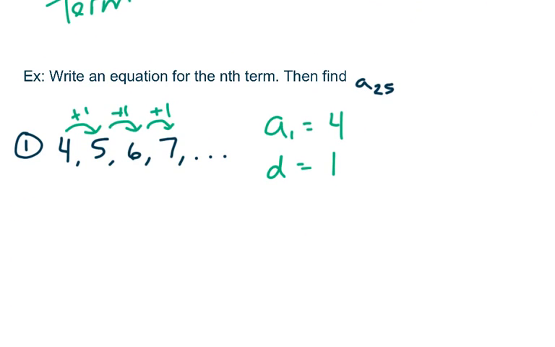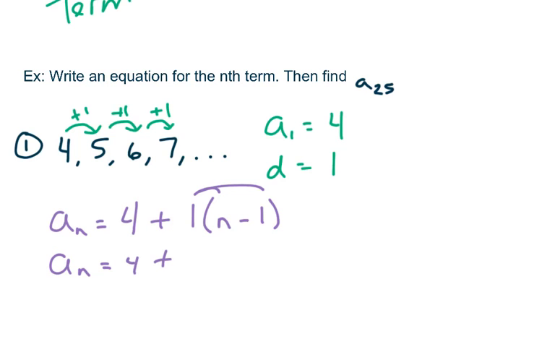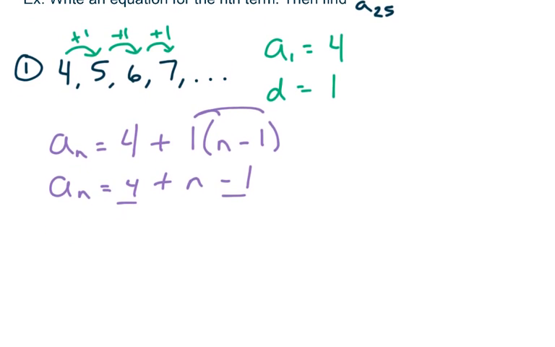Okay, so let me change colors. I'll use purple here so we can say a sub n is equal to our first term, 4, plus our common difference 1 times n minus 1. Now, to clean this up a little bit, we can distribute the 1, and if we're really distributing a 1, it's not going to change. We're going to have a sub n is equal to 4 plus 1 times n is n, 1 times negative 1 is negative 1, and then we can actually combine our 4 and negative 1.